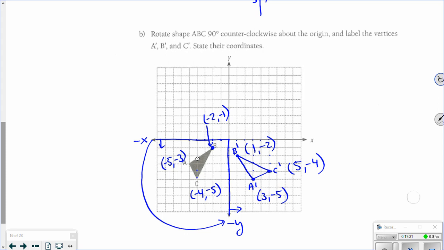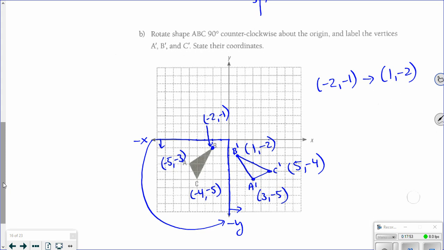There is actually a pattern to how my coordinates change. If I compare my B values, my original was -2, -1, and it turned into 1 and -2. So if I look at my numbers, my y value, or my 1, changed from a negative to a positive, and I switched my x's and my y's.